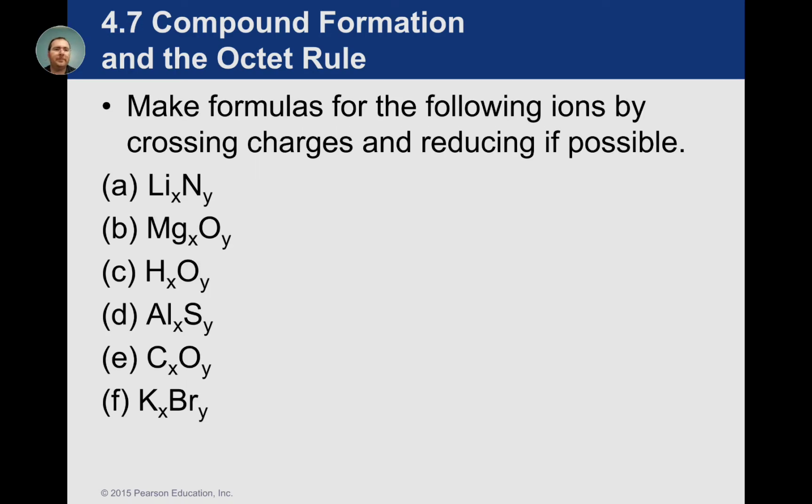So here's a couple more. So let's try a couple of these out. So lithium, group 1. So lithium is +1. Nitrogen, group 15, that's a -3. It's got 3 families to go, basically, to be a noble gas. Cross the 3, cross the 1. So you get lithium 3 times, nitrogen once.